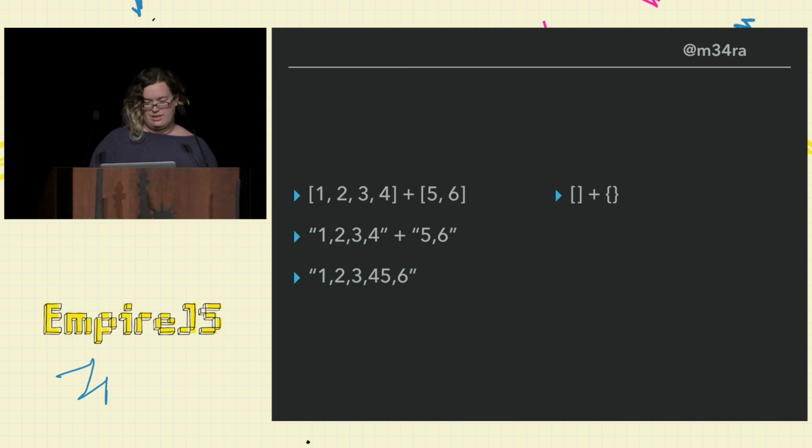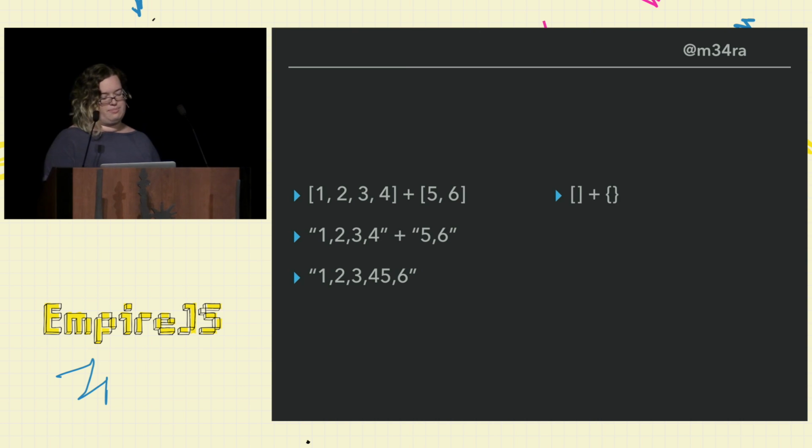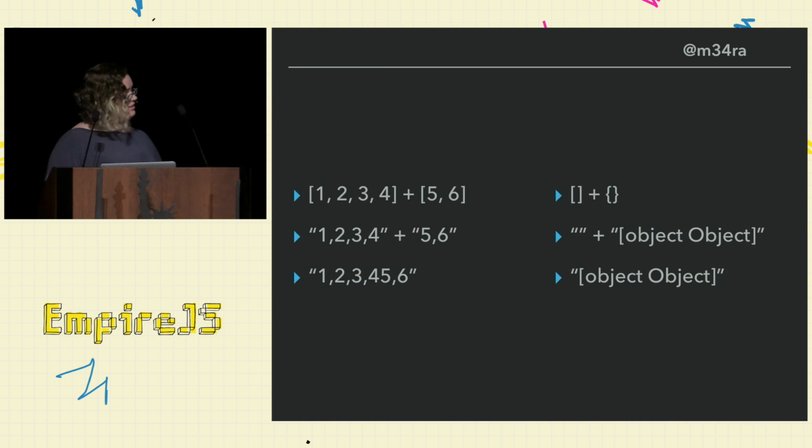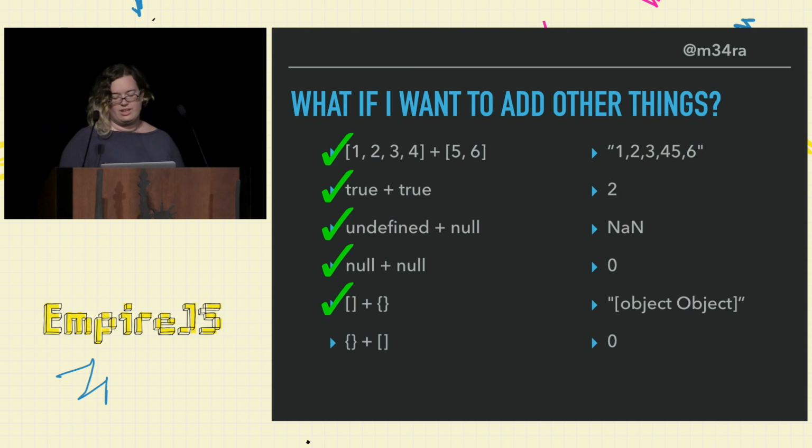Again, now we have an empty array plus an empty object. Empty array goes to empty string. Empty object goes to this object looking thing. And again, we know how to do string concatenation, and here's our result. So this is really great. I'm feeling really good about this. But we've still got this one little mysterious example down at the bottom. And for some reason, this example seems to not be following any of our rules. So what's going on here?